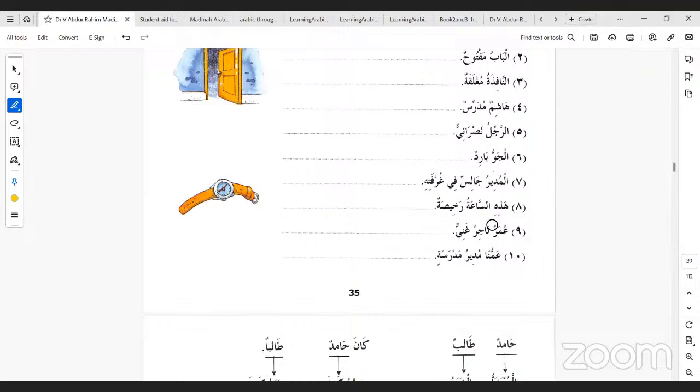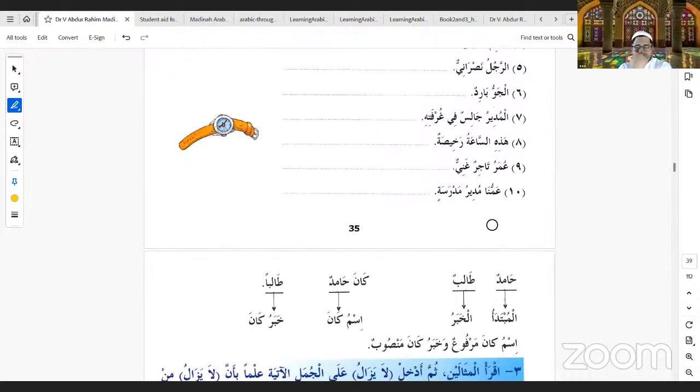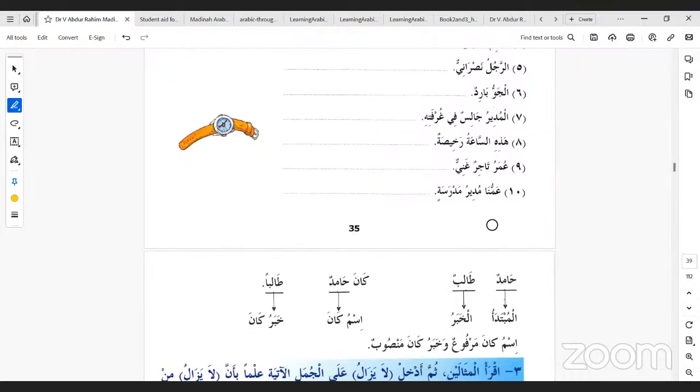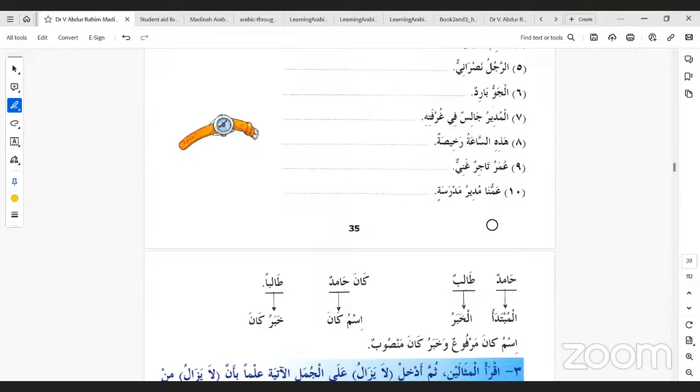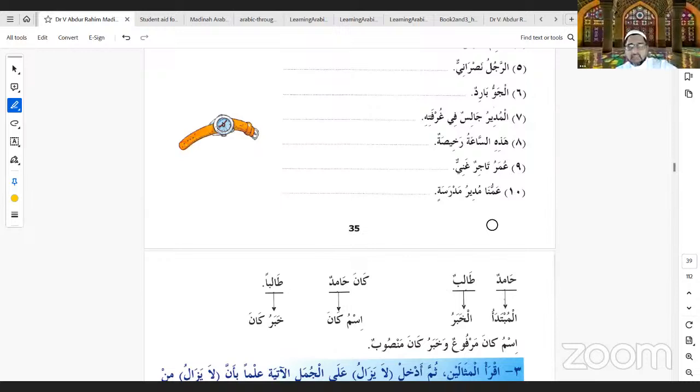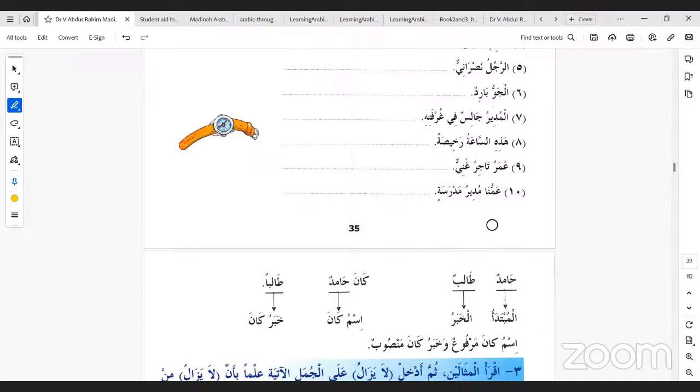هذه الساعة رخيصة. This watch is cheap. كانت ساعة رخيصة. Correct. عمر تاجر غني. Umar is a rich merchant. كان عمر تاجرا غنيا. Correct. Ghaniyan is a sifat of tajir. Umar was a rich merchant.